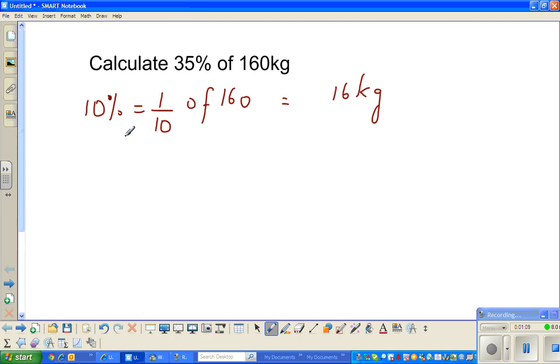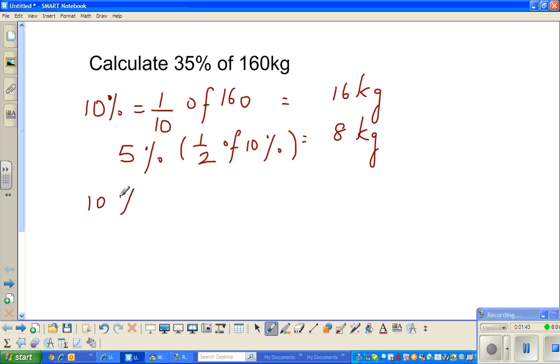So you want to find 35%. It would be better if you can write 5% down. So 5% is half of 10%. It's all about logic. So you know 10% is 16, so 5% is half of 10%. So you're thinking, what is half of 16? So you should know that is 8 kg.